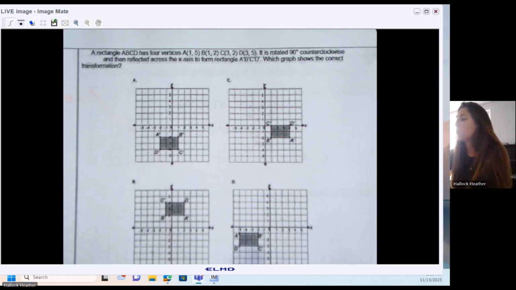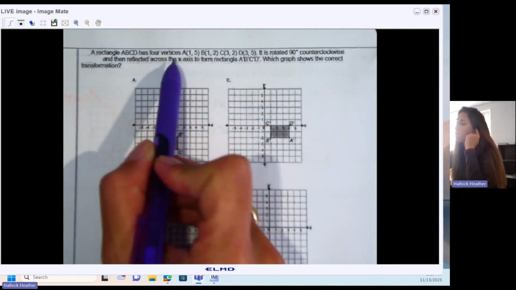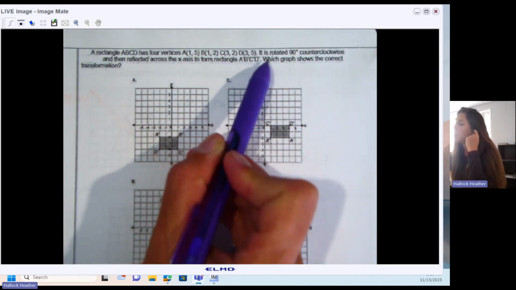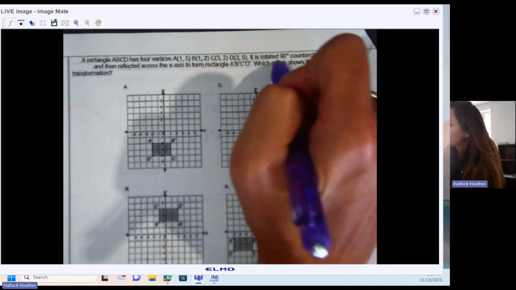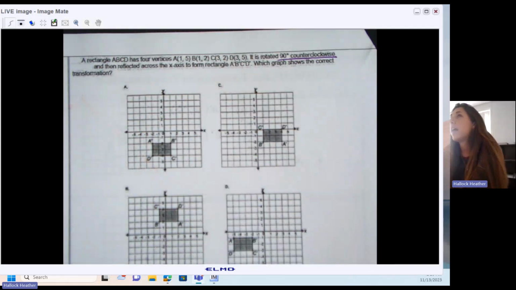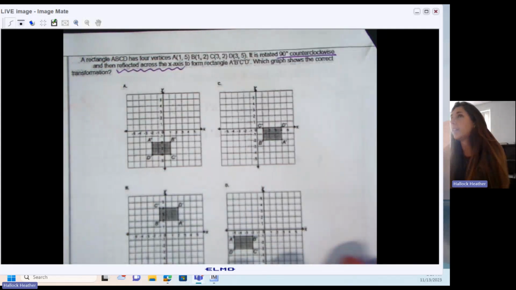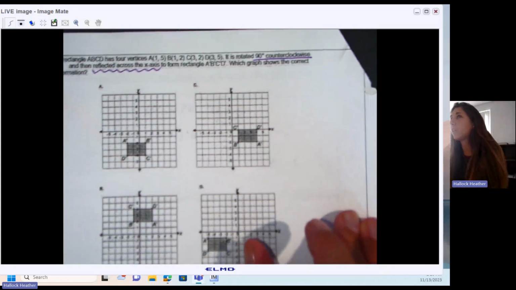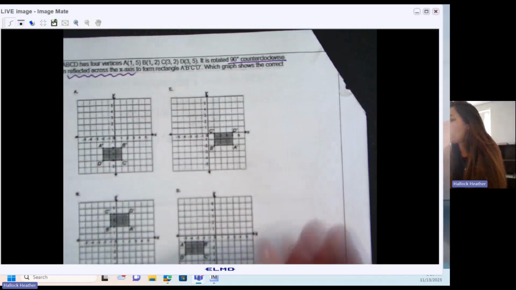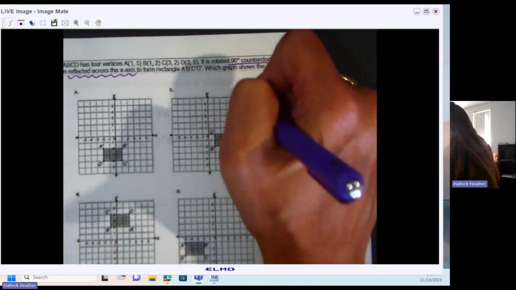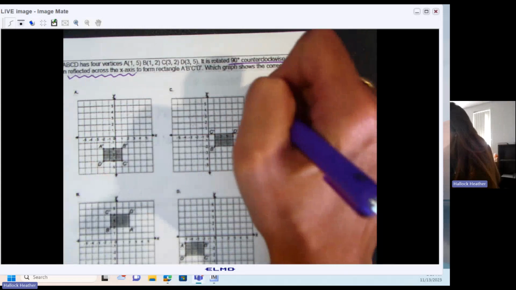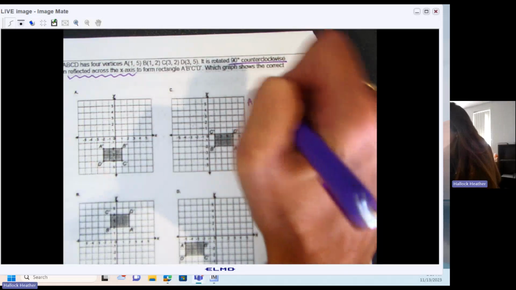The next one gives us rectangles and it gives us the pictures already done. It says rectangle ABCD has 4 vertices, A, B, C, D. It's rotated 90 degrees counterclockwise, and then I'm also reflecting across the x-axis. You don't even have to use every single point. I'm just going to use one point. If I talk about A, my original A is at (1, 5), because that's what it says in the problem.